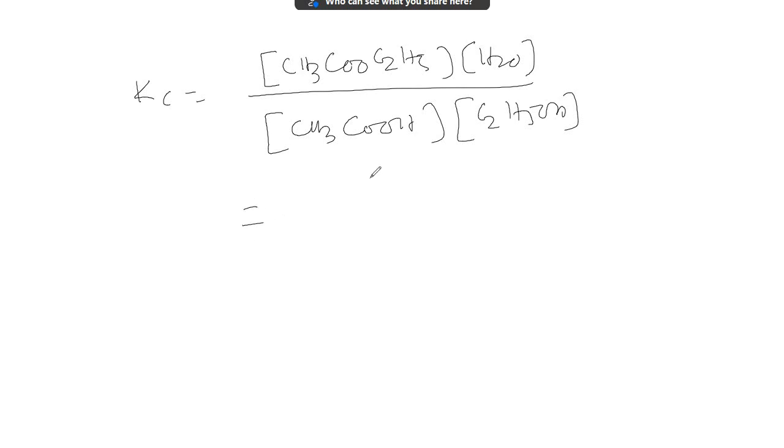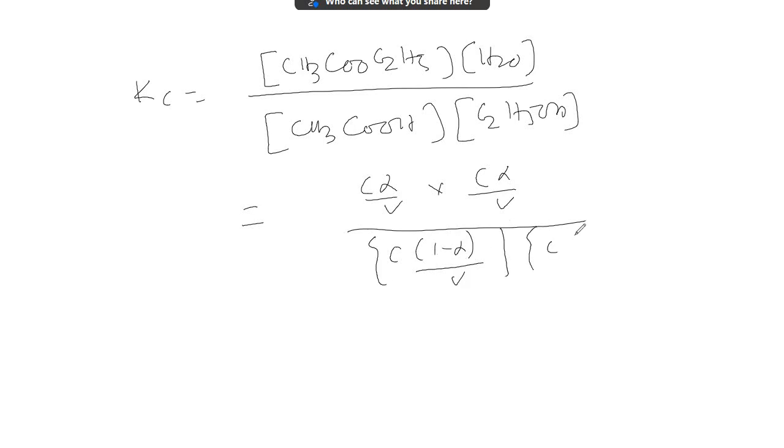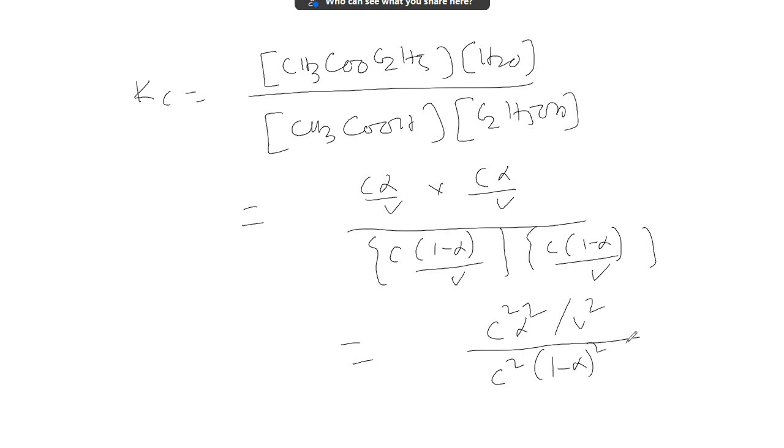In this case it will be C alpha by V into C alpha by V, over C into 1 minus alpha by V into C into 1 minus alpha by V. So it is C square alpha square by V square over C square, 1 minus alpha whole square, by V square. V square cancels, C square cancels. So it is alpha square by 1 minus alpha whole square. This is the case of Kc.